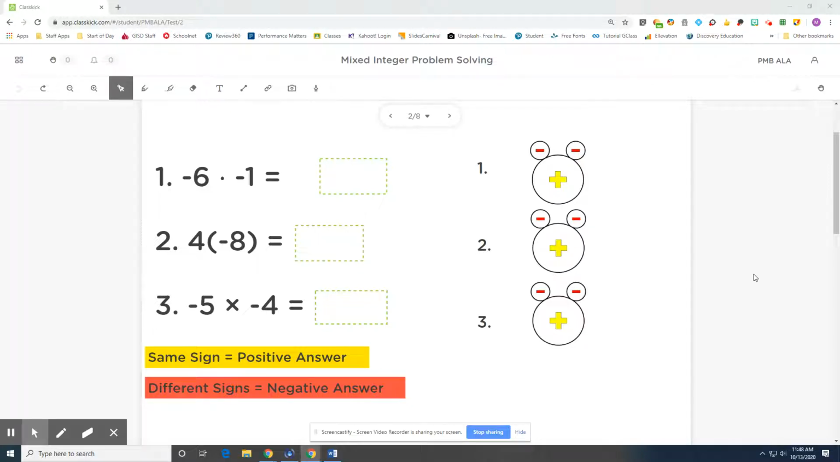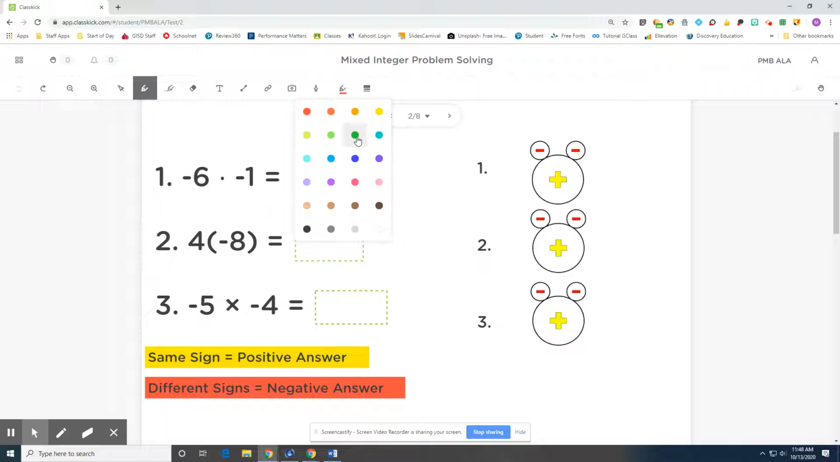So what we're going to do is multiply the numbers and use the MD circles to determine the sign. And this is a multiplication problem. It might not be one that you're used to seeing, but that dot means to multiply. Anytime we see that dot between two numbers, we know we're supposed to multiply them.